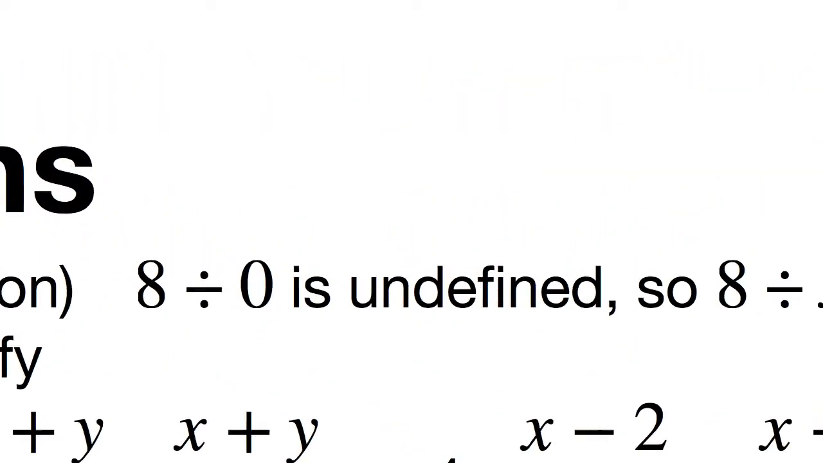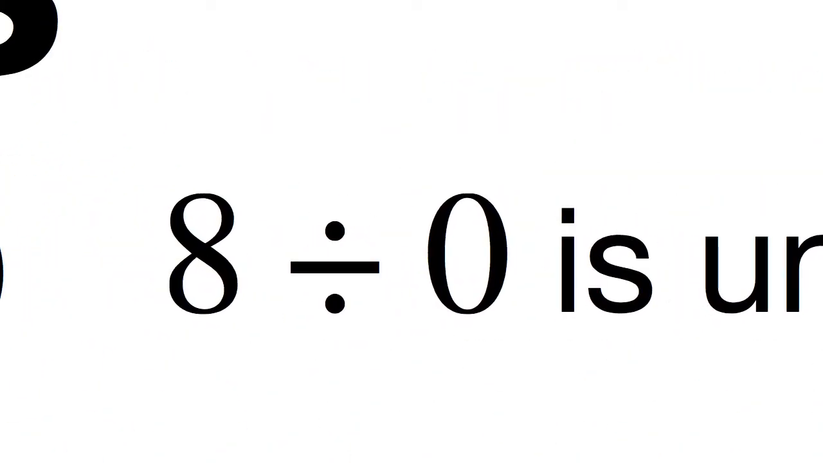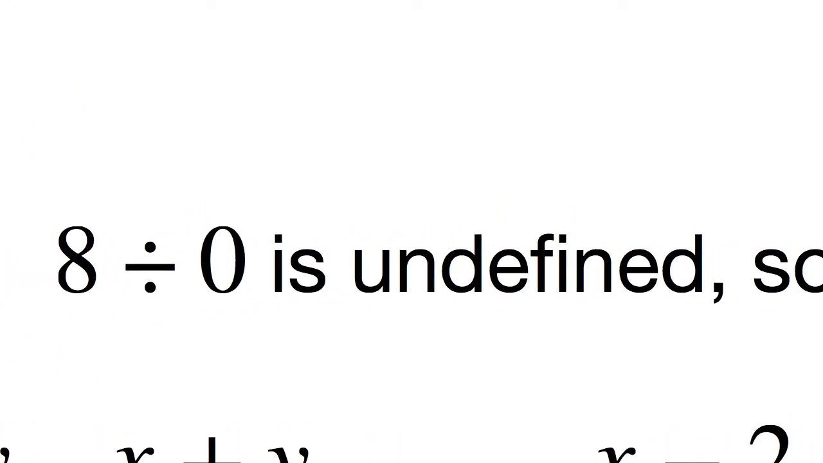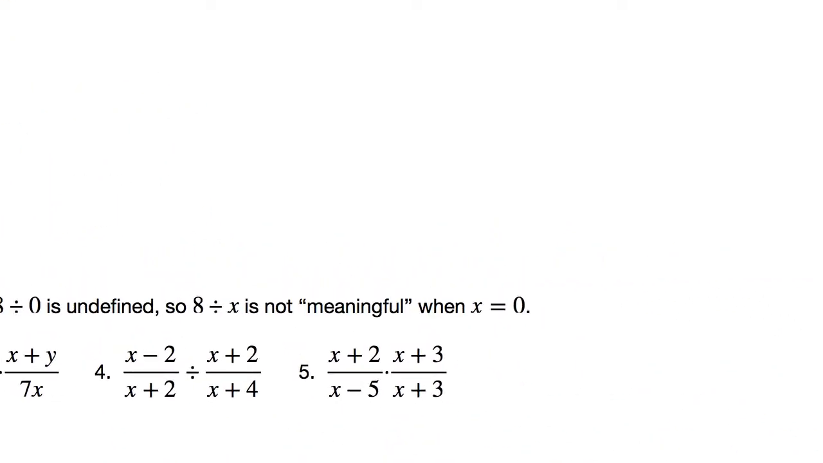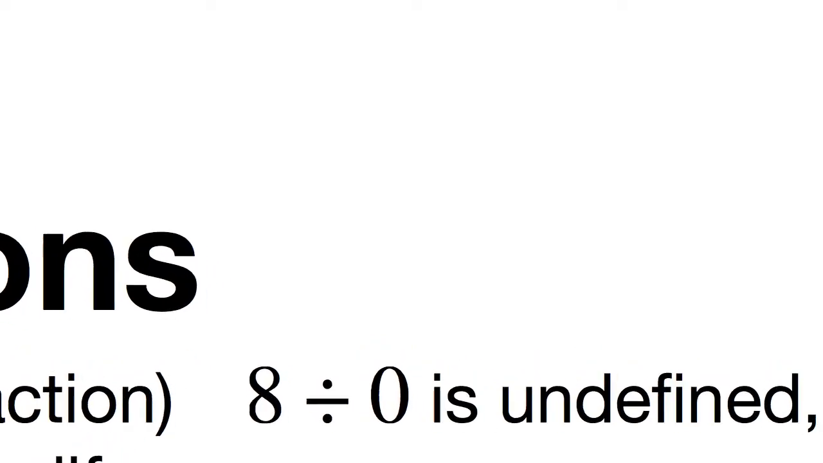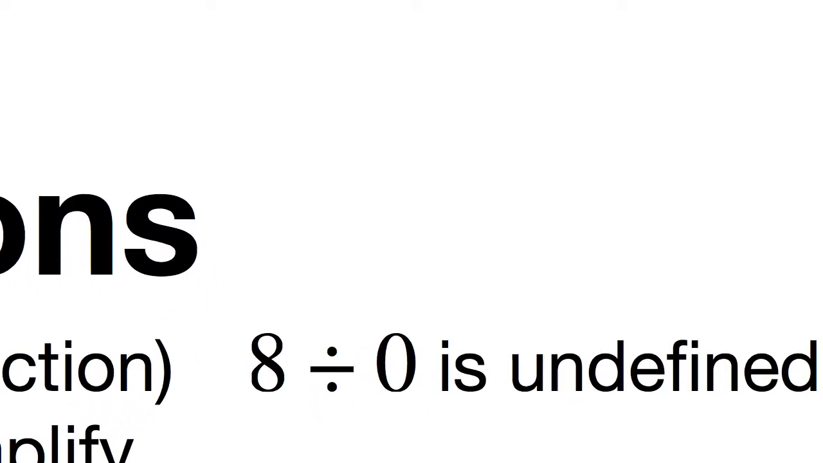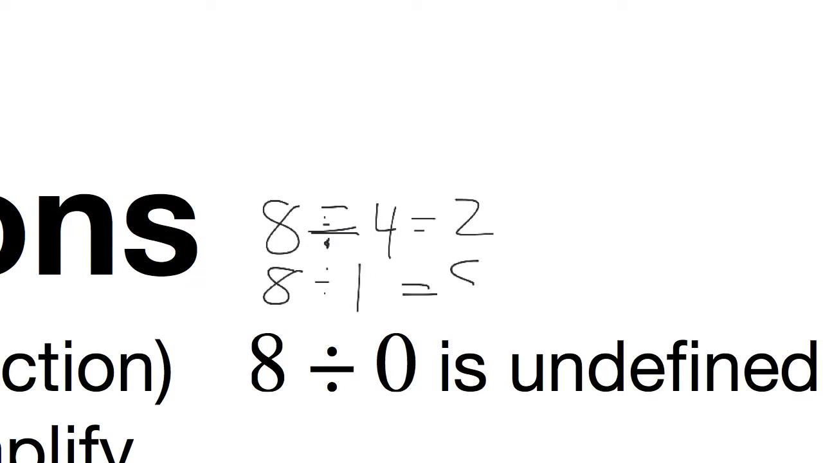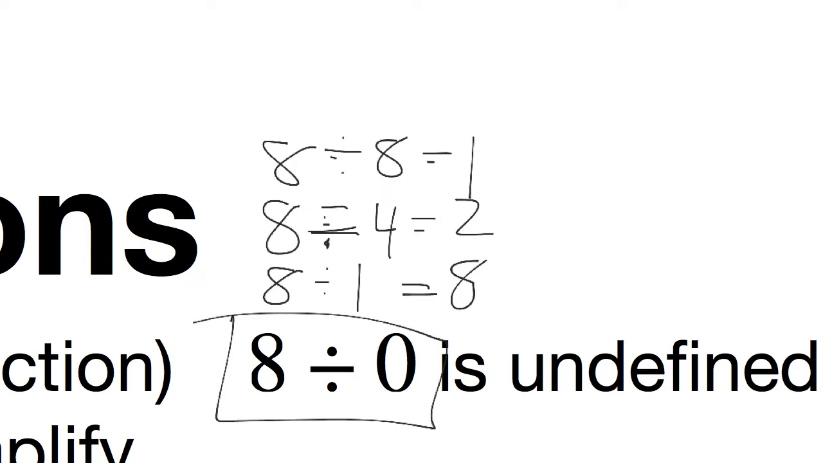One thing I want to remind you of is that if you try and take 8 divided by 0, that's actually undefined. Division is really well defined in a lot of ways: 8 divided by 4 is defined as 2. 8 divided by 1 is defined as 8. 8 divided by 8 is defined as 1. But 8 divided by 0 has no answer.